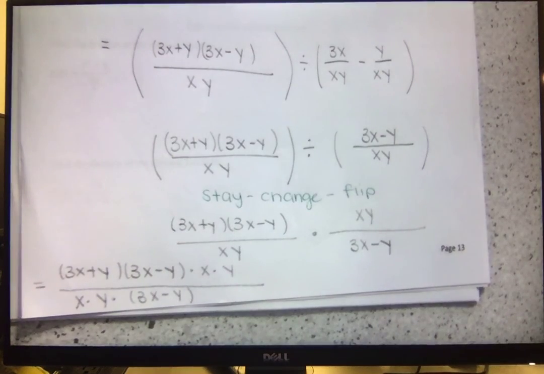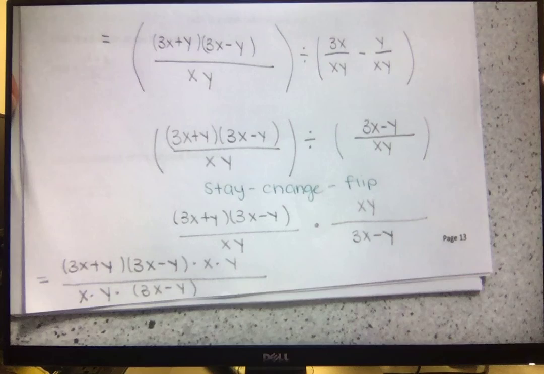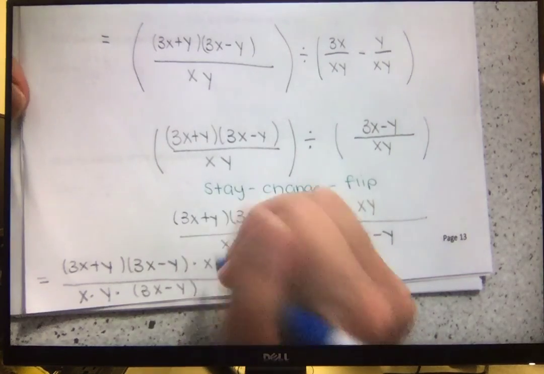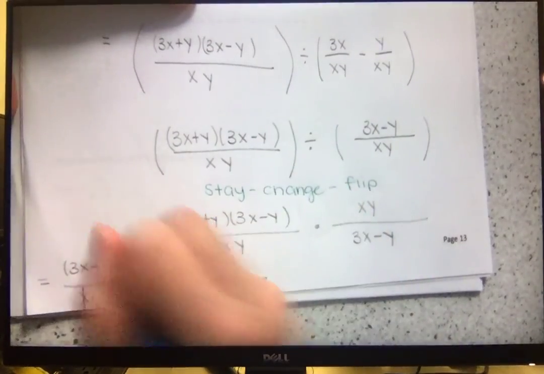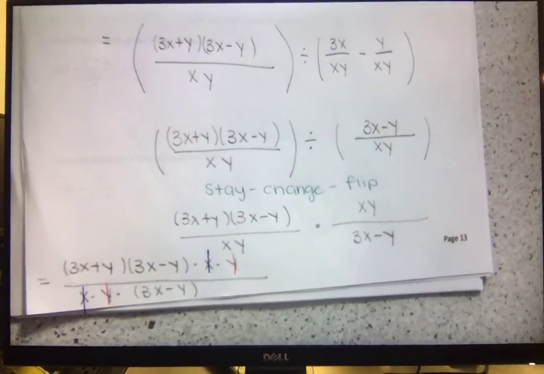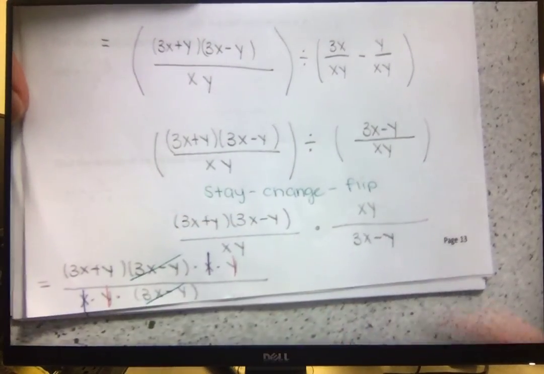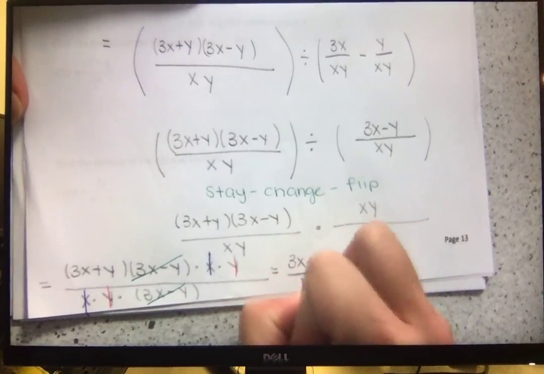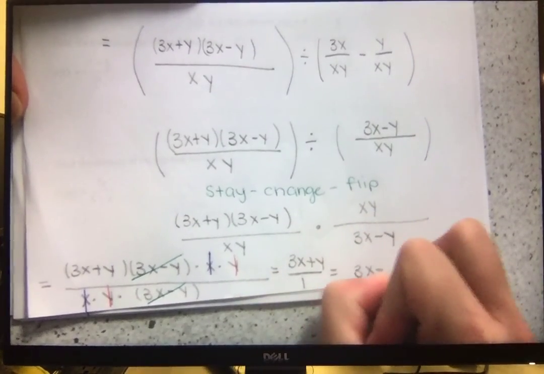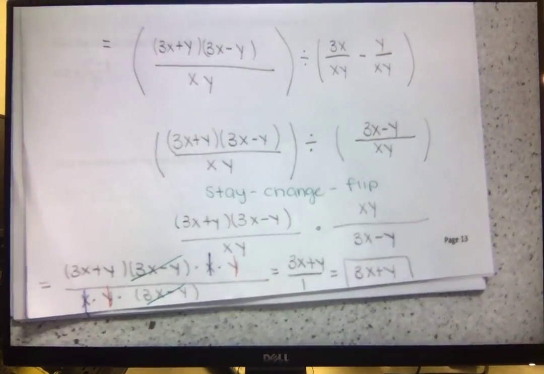My favorite part, what cancels? What cancels out? What's on the top and on the bottom? Y and x. And what else? 3x minus y. What's left over up top? 3x plus y, all over? 1. Boom goes the dynamite, which is just 3x plus y. There she is.